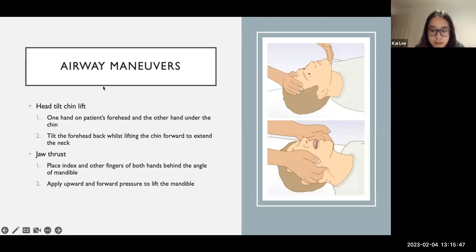Head tilt, chin lift, as you can see in the picture on the right, is where you place one hand on the patient's forehead and the other underneath their chin. By tilting their forehead back and lifting their chin forward, you can extend their neck, and that will help lift the tongue away and help them to breathe. There's also jaw thrust, where you put your index finger and your other fingers behind the angle of the mandible, and by lifting it up towards your palm, it will also help to open up the laryngeal inlet to help air into your lungs.